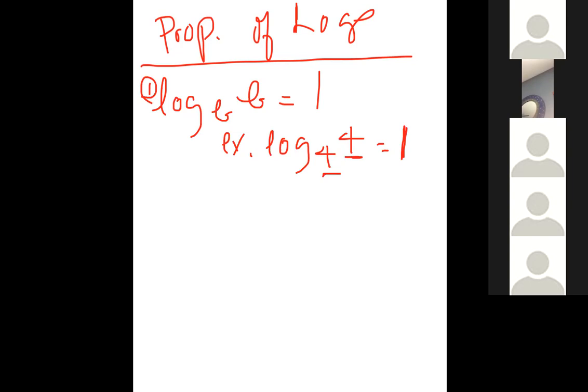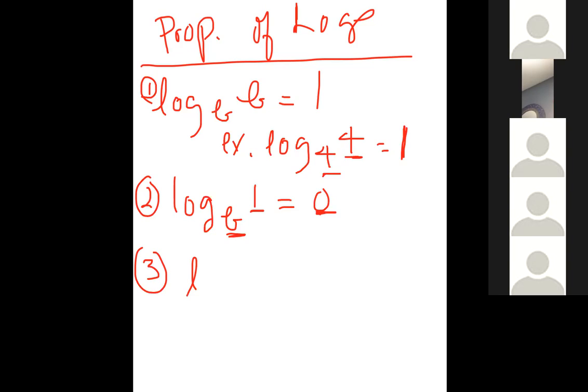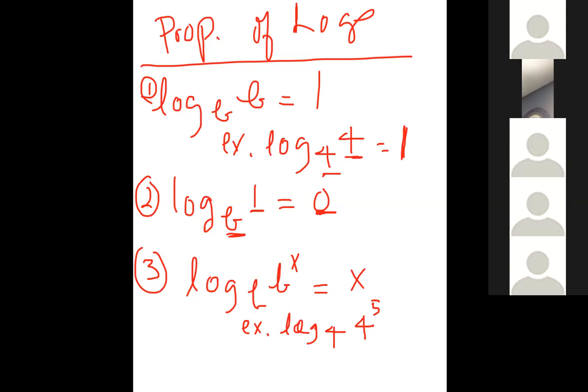Number 2: log base b of 1 is always equivalent to 0. In other words, any base raised to the 0 power is always equal to 1. Number 3: log base b of b to the x power is equal to x. I'm going to explain this further later on when we cover some additional properties. As an example, log base 4 of 4 raised to, let's say, the fifth power: the log base 4 of 4 would cancel out to 1, leaving you with 5.